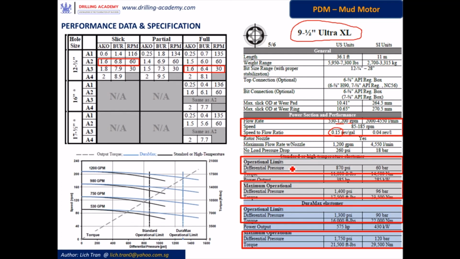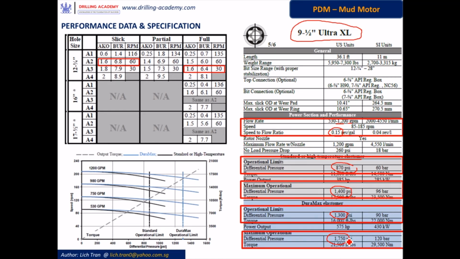And next is the operational limits of differential pressure. In this example here, the motor is equipped with two types of stator rubber. This is the high temperature elastomer. It has a range of differential pressure from 870 to 1400 psi. And when you change to the Duramax elastomer rubber on the stator, you have a higher range from 1300 psi to 1750 psi. The key thing is to stay within these ranges and try not to run the motor at the high end of the differential pressure.